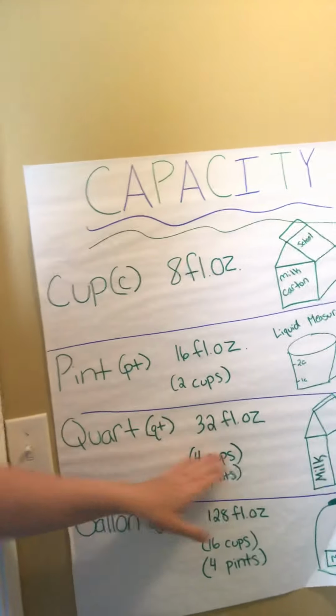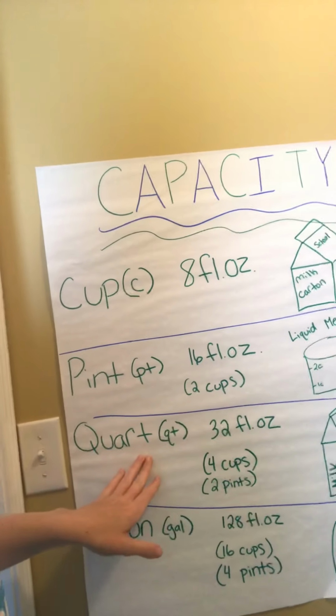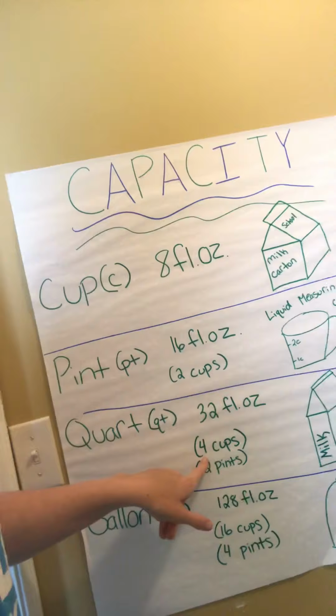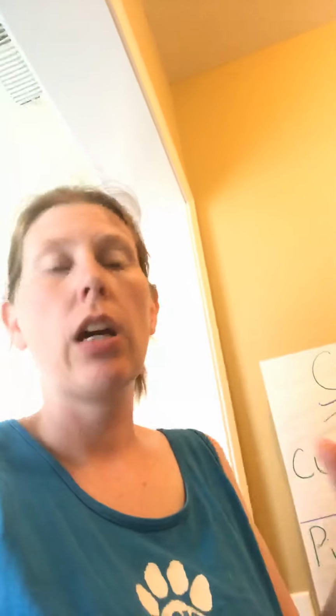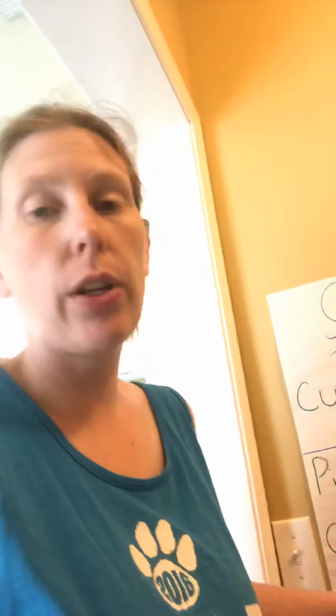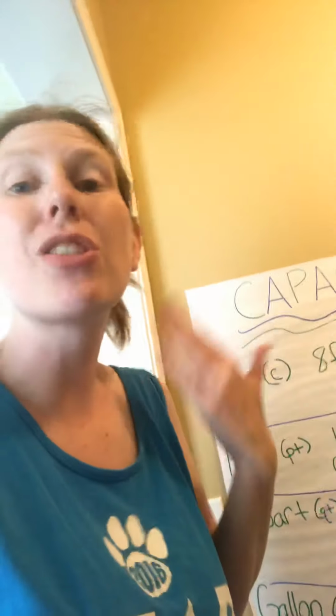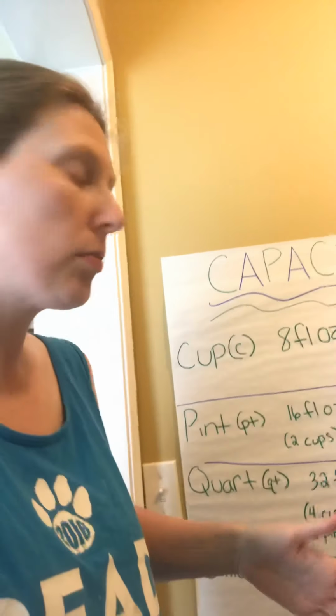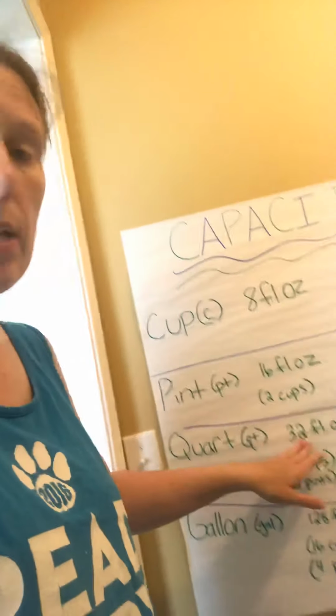Then the next thing we have is a quart. You can measure things in quarts. A quart is 4 cups. And in 3rd grade, we do not need to convert any of these units. We do not need to say how many cups are in 1 quart. You don't need to know that. I'm just telling you this information. So 4 cups is the same as a quart.